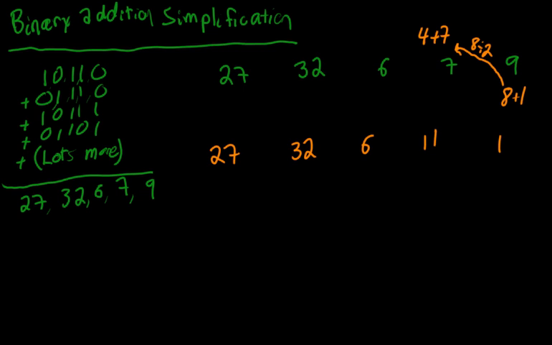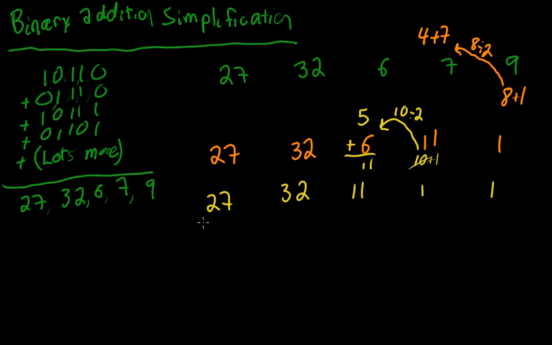Oh, we can continue dividing stuff by 2. The last column here is already done, so we know it's going to be an odd number. And take this 11, that changes to 10 plus 1. And then 10 divided by 2 equals 5. 5 plus 6 equals 11. Well, we'll write down what we have so far. We'll write that again. 27, 32, 11, 1, and 1. That's what we got so far.